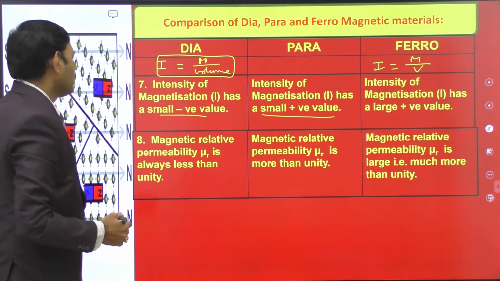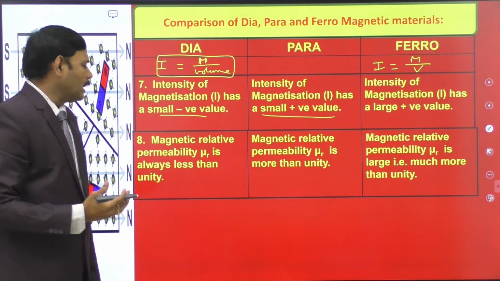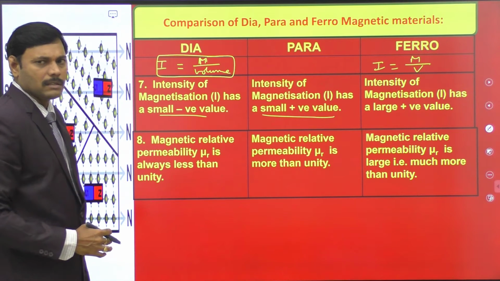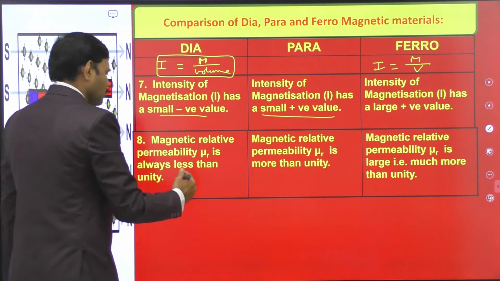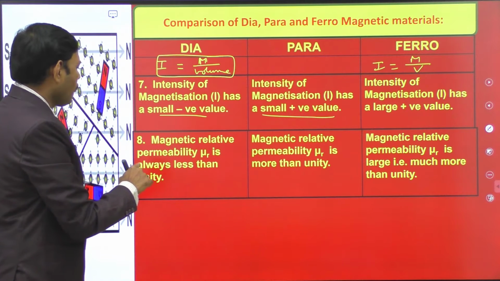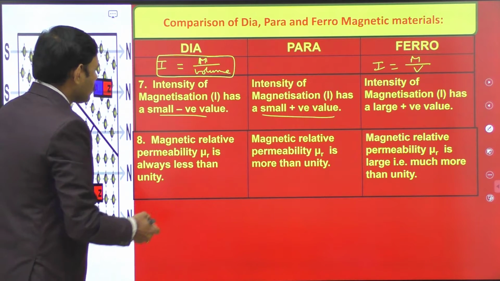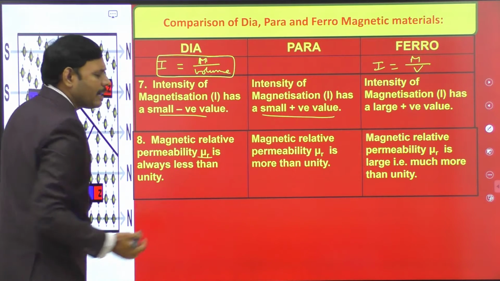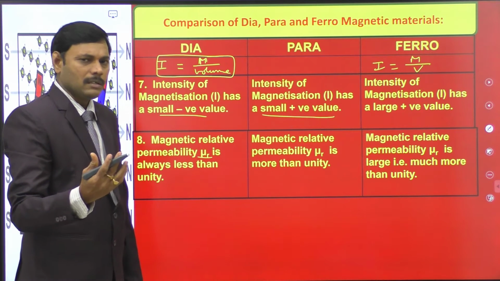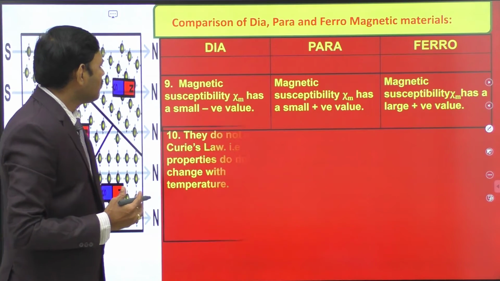So next one, magnetic relative permeability. Relative permeability is always less than unity and positive. So I would like to explain this point after the explanation of susceptibility. You may understand the relative permeability value more effectively after knowing the value of susceptibility. So let us move on to the susceptibility value.